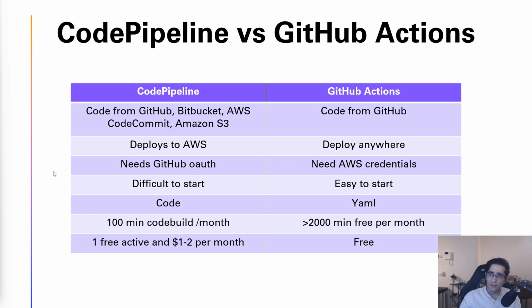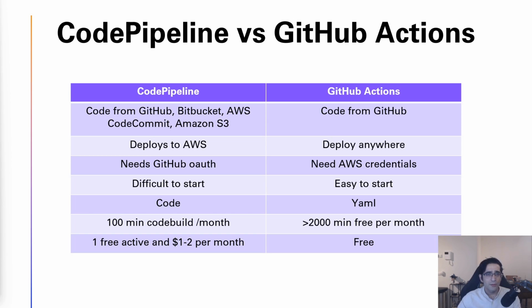Then the next line is about authentication. If you're going to use CodePipeline in combination, let's say, with GitHub, we will need a GitHub OAuth token. And if we want to use GitHub Actions like we did in the video last time, we will need the AWS credentials to be inserted in the secrets.